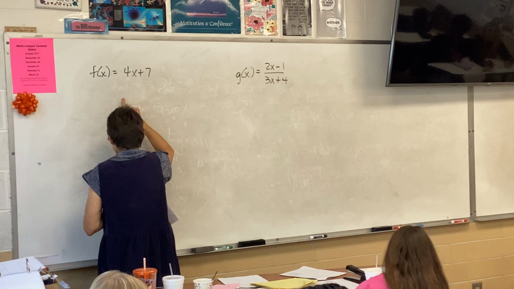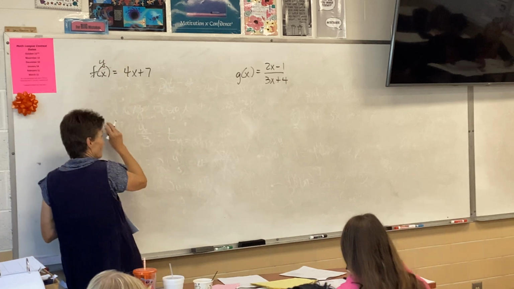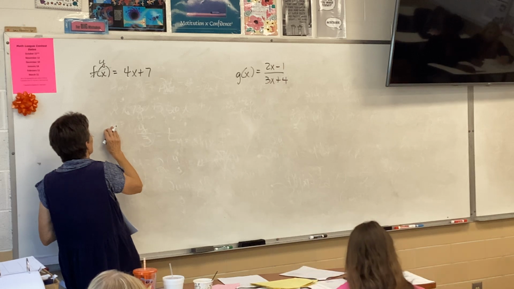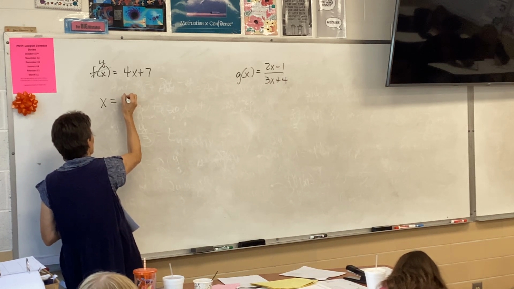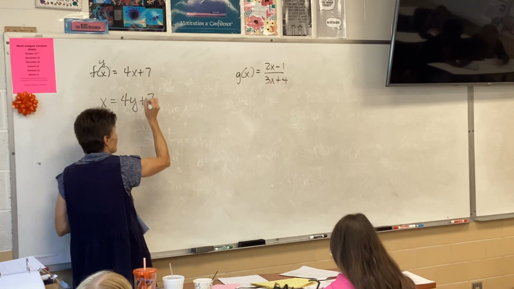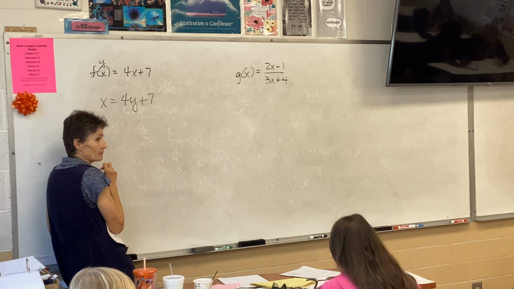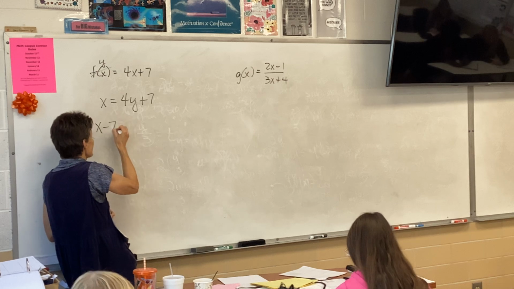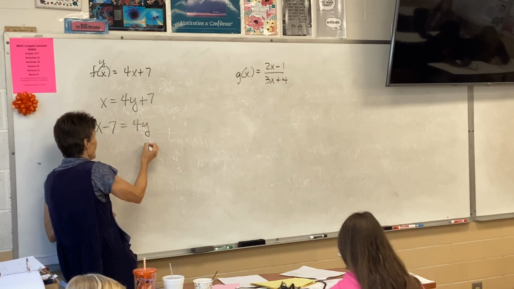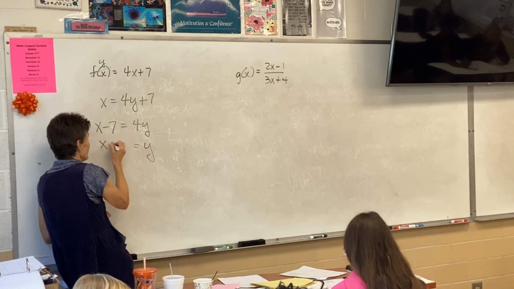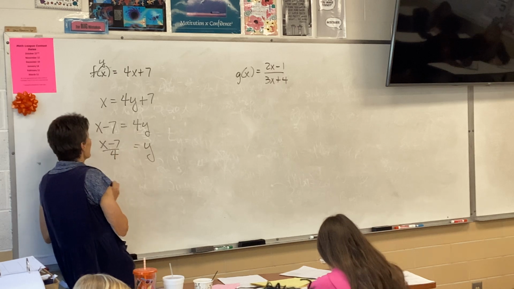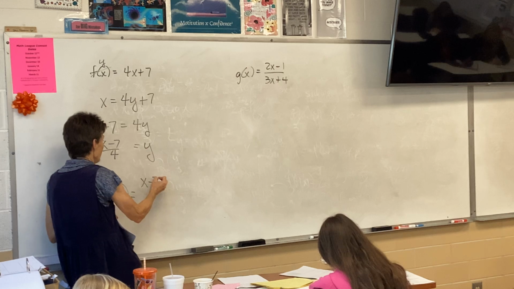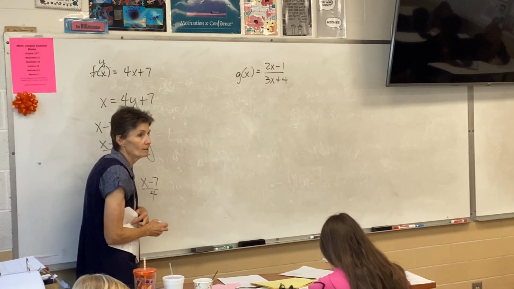So here we go. I'll think of this as y, and then what? Change my variables, right? And this one's easy. I can get y by itself, so I'll subtract 7 and divide by 4. So in the answer blank down at the bottom, it says f inverse equals, I'll put x minus 7 over 4.